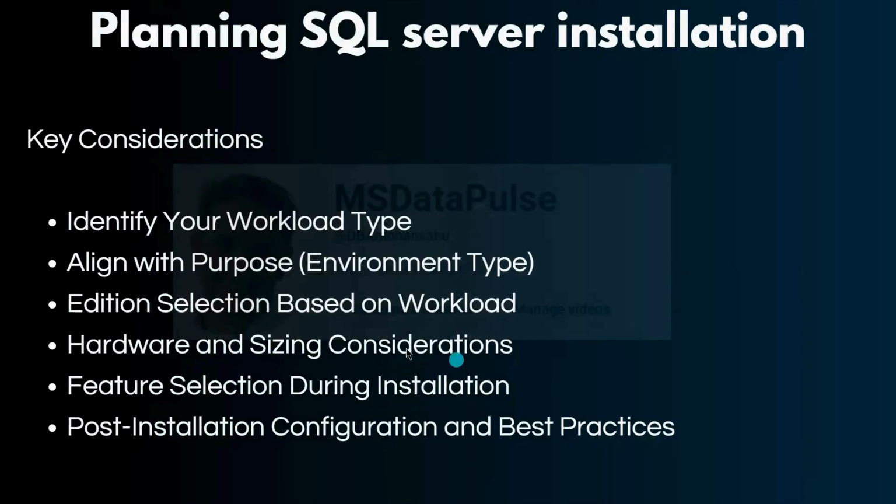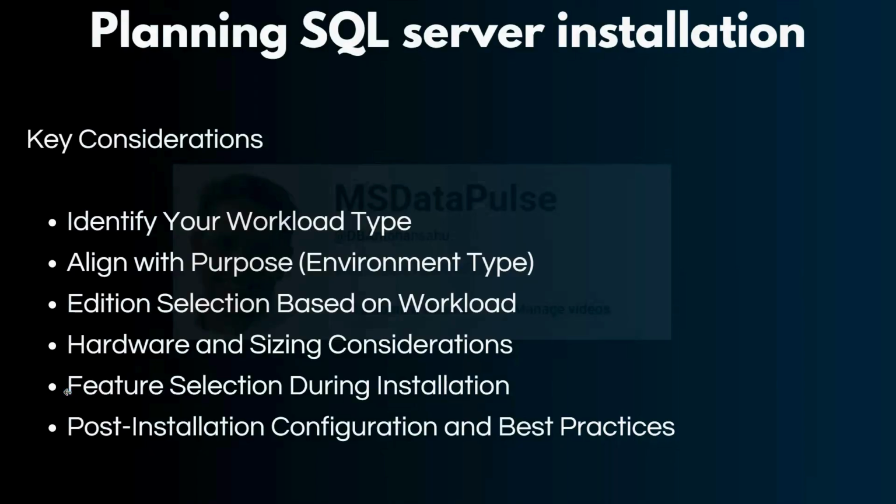Next is the hardware and sizing consideration. Now you need to plan your hardware. So think of CPU, memory or RAM, storage like SSD or HDD, and the network bandwidth. You should base your sizing on the expected workload. For example, OLTP environments need fast I/O and lots of memory for caching, but OLAP systems benefit from more CPU cores for query processing. Also, always separate data, log, and backup drives. It improves performance and recovery options.